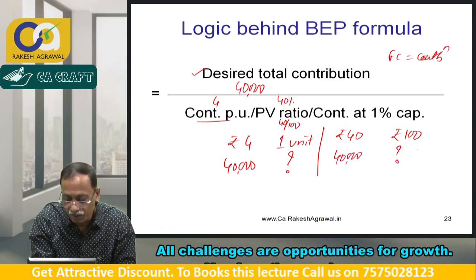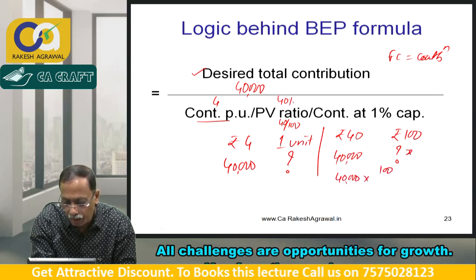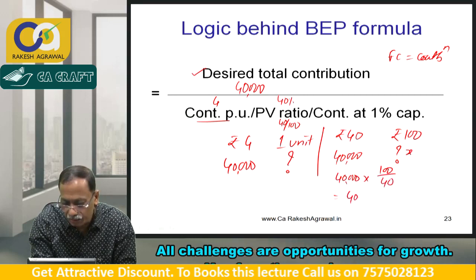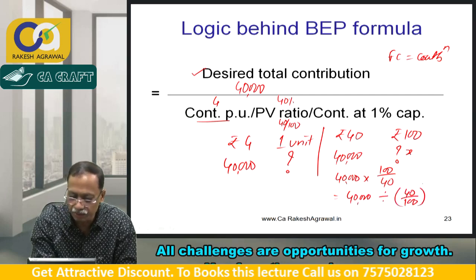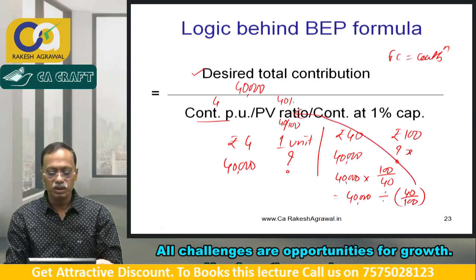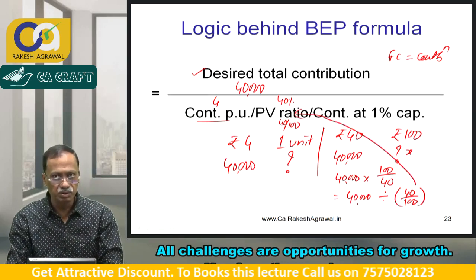If you try to solve this, if you want to get the answer of this question mark, you will be doing 40,000 into 100 upon 40. Can I write this as 40,000 divided by 40 upon 100, is one and the same? This 40 upon 100 is PV ratio, that is your denominator. So it is 40,000 divided by PV ratio.